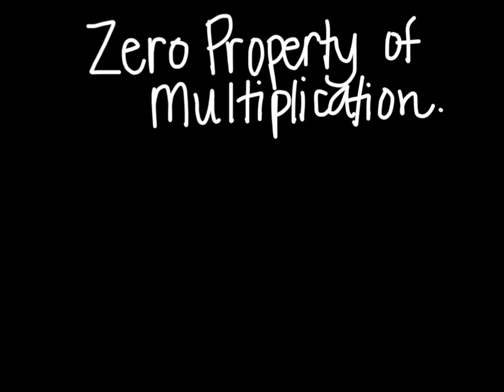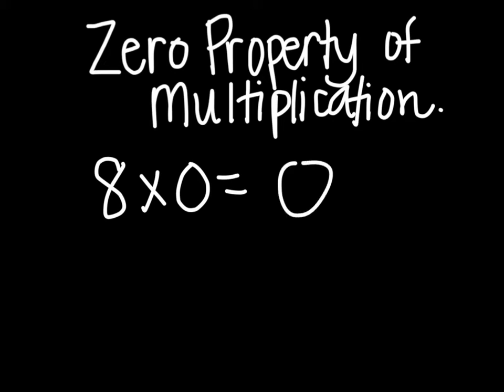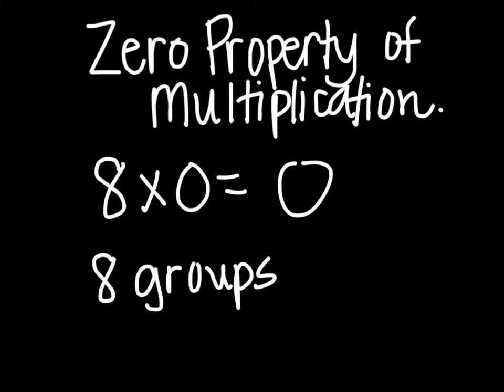So let's talk first about the zero property of multiplication. A really cool thing about the zero, which we did talk a little bit about in class already, is that anything times zero is zero. That's it. So if you have 8 groups of 0, it's just like saying you have 8 groups of nothing, because you have none. 0 is none. So you have 8 groups of nothing.